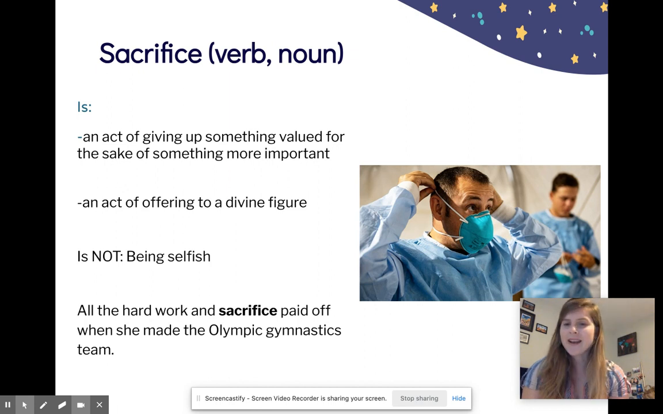like if Miss Watson had a family member who was really struggling, right? Maybe I would sacrifice my car so that my family member could get to where they needed to go, and then I'd have to give up having a car, right? So that would be like an act of sacrifice.